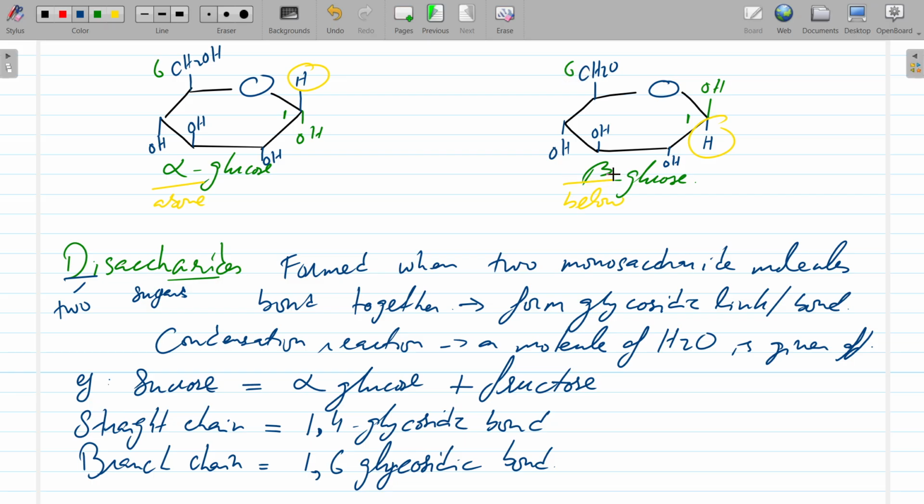Now, I'm not concentrating on the fact that this is a beta glucose; I'm looking at this as a monosaccharide, just to show the positions. Carbon 1 forms a bond with carbon 6 up here, and that basically happens when you've got branch chains coming off. So what does this look like? Well, if you have two molecules of alpha glucose, let's just draw that.